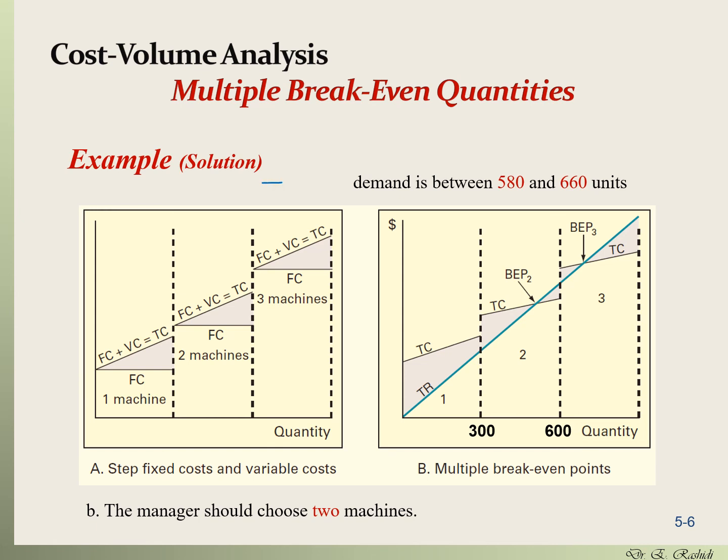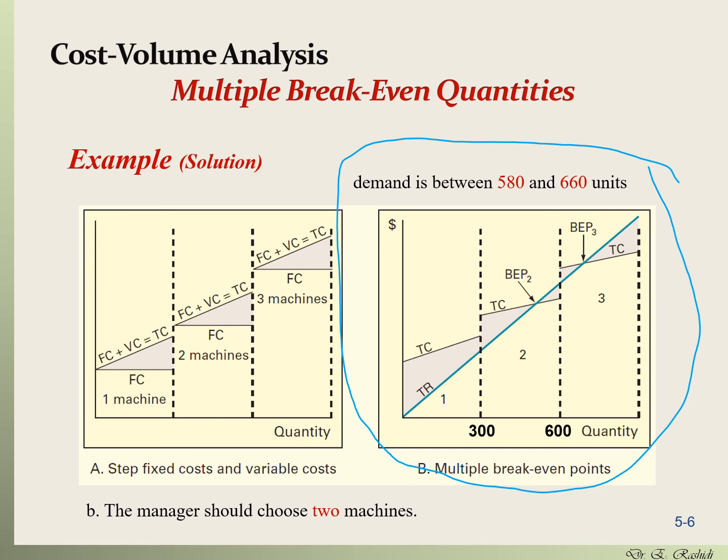On the first chart on the left, you can see the total cost shown for the three ranges: one machine, two machines, and three machines. As you see here, the total cost is going to incrementally increase when you have different machines. The second chart on the right shows the break-even point for the three ranges that we have. So it shows the total cost and the total revenue.